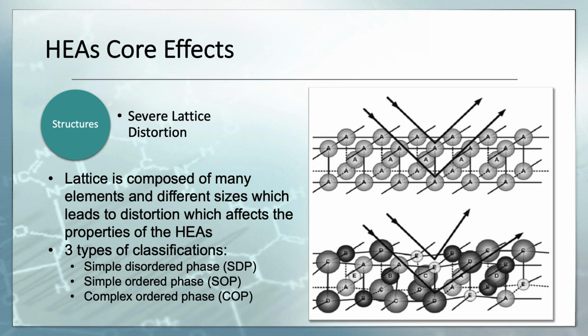Lastly, the severe lattice distortion describes the distortion of the lattice due to the composing elements being different sizes. The top of the picture shows a perfect lattice with the same atoms. The bottom picture shows a distorted lattice with solid solutions of different sized atoms. The larger atoms push away their neighbors, and small ones have extra space around them. This results in distortion, and there are 3 defined types of classifications for the lattice distortion as shown.